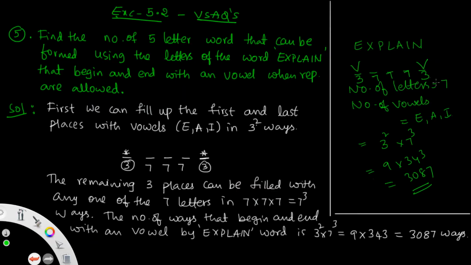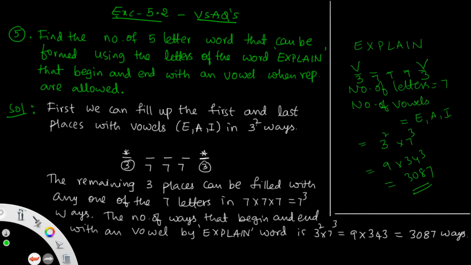Now the remaining three places, with seven letters left, can be filled with any one of the letters, so each box can be filled in seven ways. Therefore, the number of words that begin and end with a vowel from the word EXPLAIN is 3 square into 7 cube, that is 3087 ways. This is the way of explanation, and we have to write all of this. Similarly, we go to the next question.